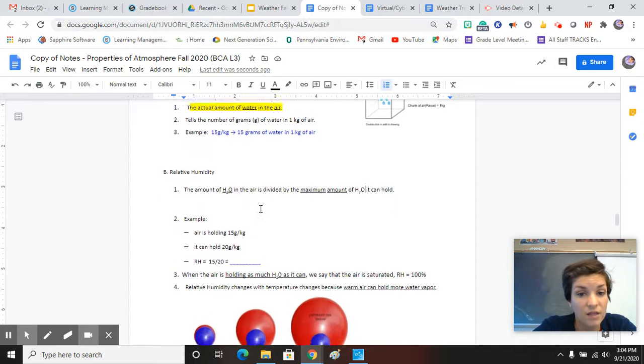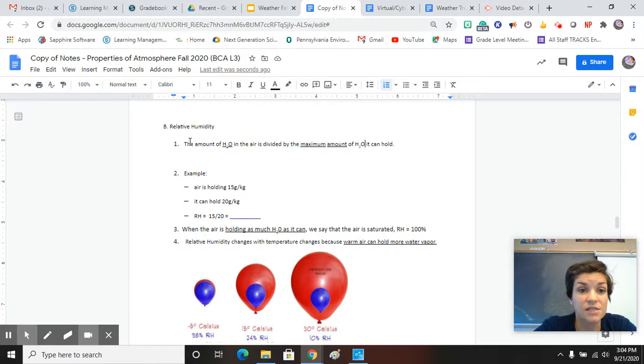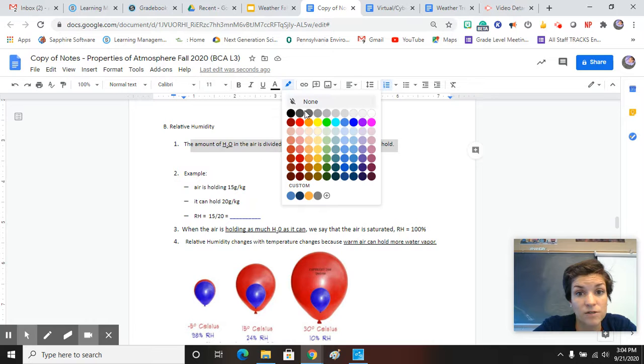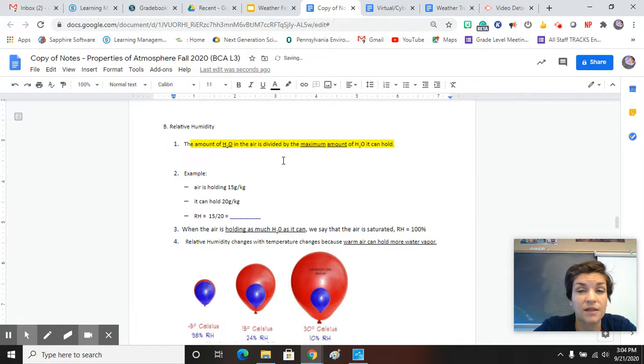But anyway, relative humidity, this we also looked at yesterday, is the amount of water in the air divided by the maximum amount of water it can hold. So if you remember yesterday, we had the example with pictures of sponges, and one sponge was really small. If it's a cold chunk of air, it might be small, so it can't hold as much water, and it'll fill up faster. Versus a really warm chunk of air, it's a lot bigger and can hold more water. So for example, air is holding 15 grams per kilogram. It actually can hold 20 grams per kilogram.